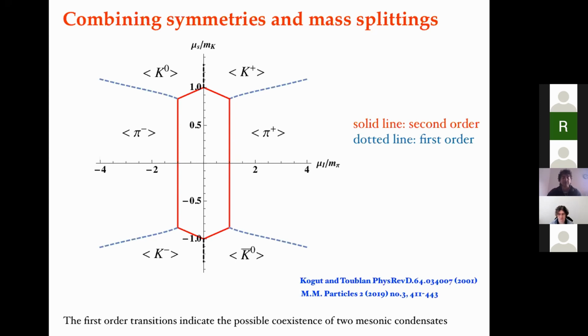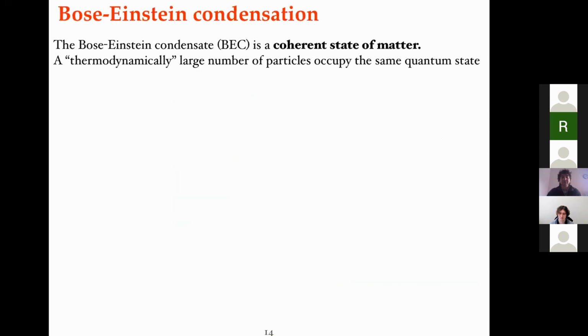So I think it should be now clear that these are really robust results, which, I mean, you do not really need chiral perturbation theory or any other theory to draw this picture, but to make progress you need it. The state of matter we want to describe is a Bose-Einstein condensate.